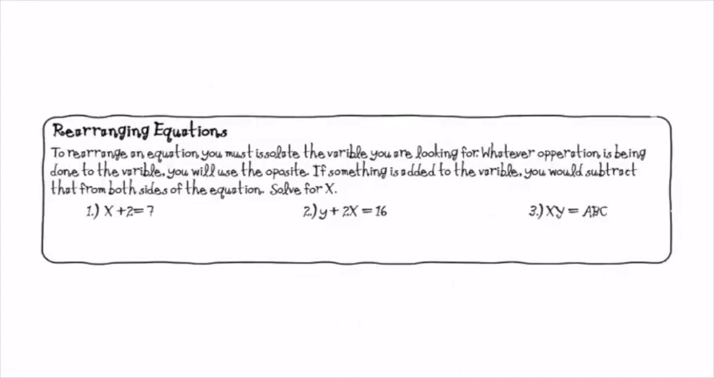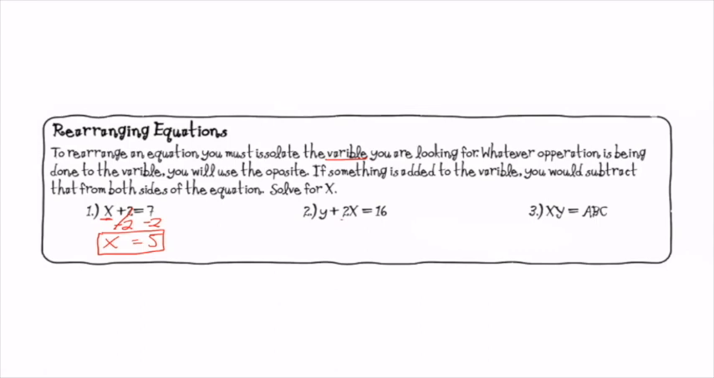To rearrange an equation, you must isolate the variable that you're looking for. Whatever operation is being done to the variable, you use the opposite. So if it's addition, you subtract. If it's multiplication, you divide. If something is added to the variable, you would subtract that from both sides of the equation and solve for x. So the first one, we're trying to get x by itself. So to get rid of a plus 2, we would subtract 2 from each side. So those go away, and x is equal to 7 minus 2, 5.